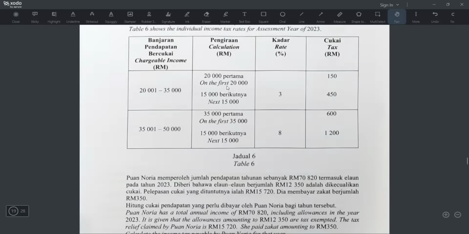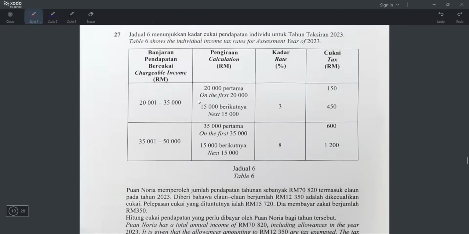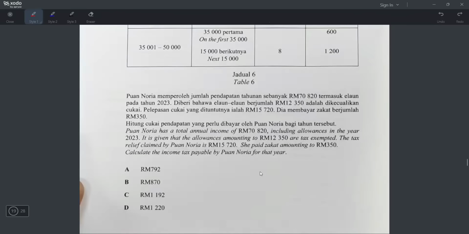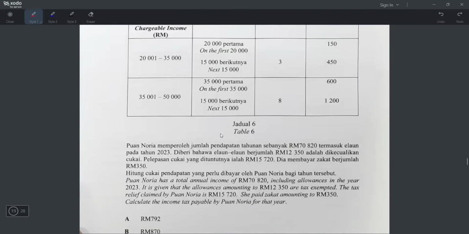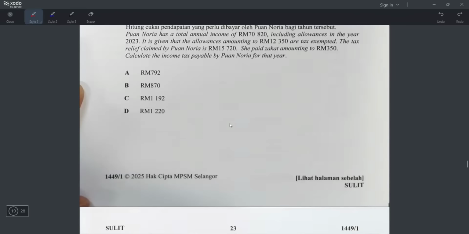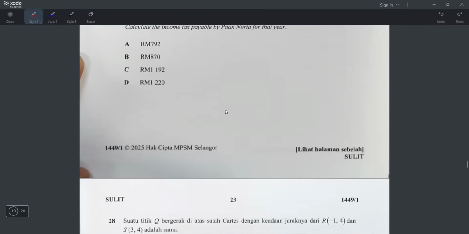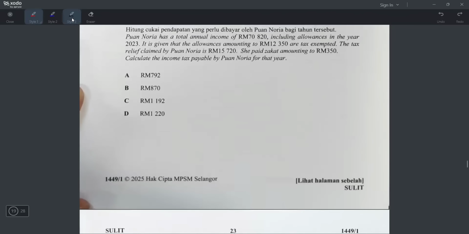Sudah siap? Okay, 27. What is this? Income tax. So let me see. Okay, like that. All right. So I give you the steps to calculate income tax. So I write it here. So I'll give you now.